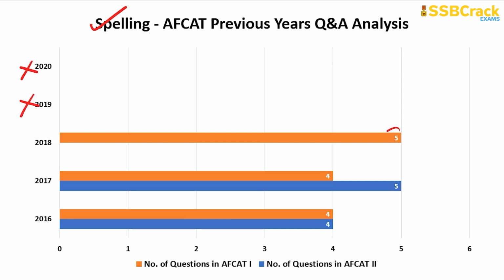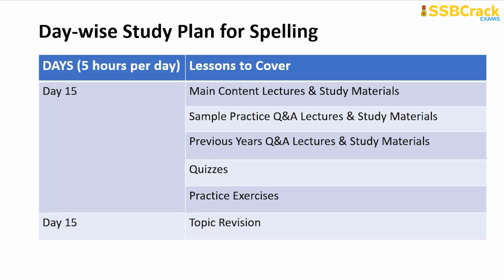but 5 questions came in AFCAT 1 2018 and as well as in AFCAT 2 2017 and 4 questions came in AFCAT 1 2017 and AFCAT 1 and 2 2016. So even if you get the spelling questions in your AFCAT English section, it will be around 4 to 5 questions in total, right? So again, for spelling, you need to contribute 5 hours for day 15, where you need to cover main content lectures, sample practice Q&A lectures, previous year's Q&A lectures and their individual study materials as well as quizzes and practice exercises. At the very end, you can just go through a quick topic revision for the same.